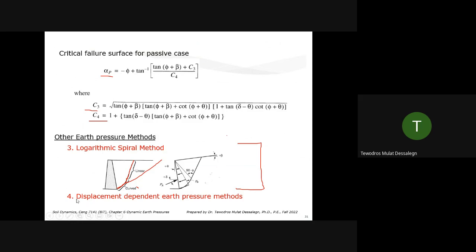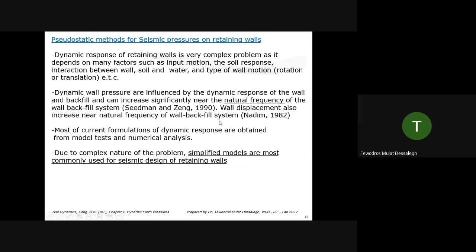There are also displacement-dependent earth pressure methods. So these are more research topics and research areas. But nowadays, we use mostly software, a full finite element analysis. So the application is limited, but they are research topics.